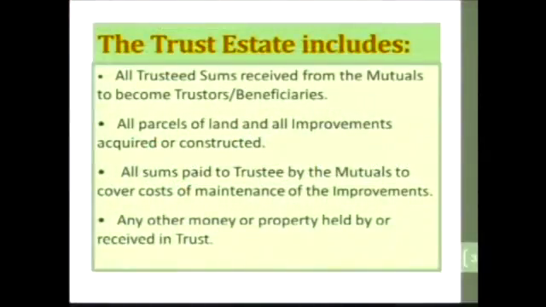What is included in the estate, though? All trustee sums received from the mutuals, those are to become the trustors or beneficiaries. All parcels of land and improvements acquired or constructed. All sums paid to the trustee by the mutuals to cover cost and maintenance of the improvements, and any money or property held or received by the trust. All of that is to be managed by GRF. What those are, again, I understand there's debate.